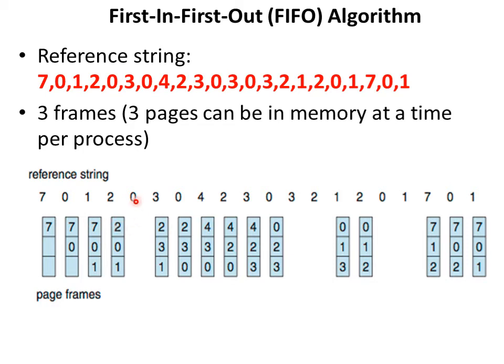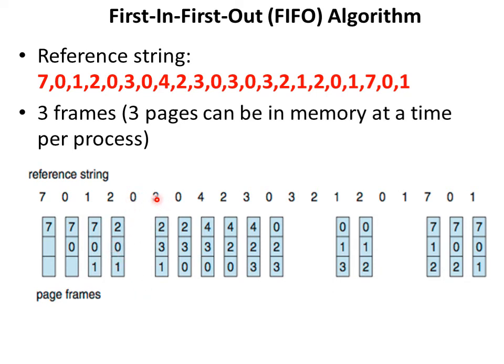The next incoming request is 0. 0 is already there in the memory, so there is no page fault. Remember students, whenever there is a page fault, you are redrawing this box. When there is no page fault, you are not supposed to draw the box. So redrawing the box is not necessary for page 0 because 0 is already there in the memory.